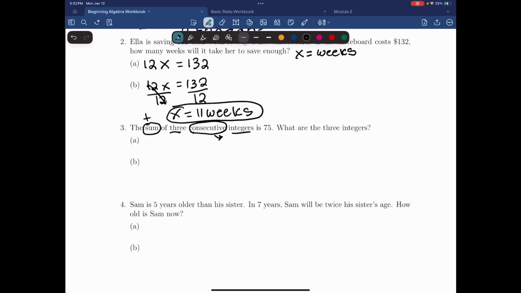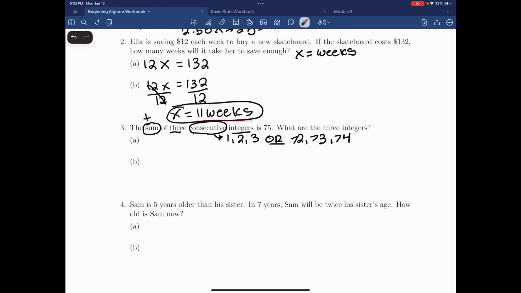Consecutive means that numbers are directly after each other, so it goes up by a count of 1. So 3 consecutive integers, for example, could be 1, 2, and 3. Or we could also have 3 consecutive integers that are 72, 73, and 74. Now notice, consecutive integers go up by a value of 1 each time.